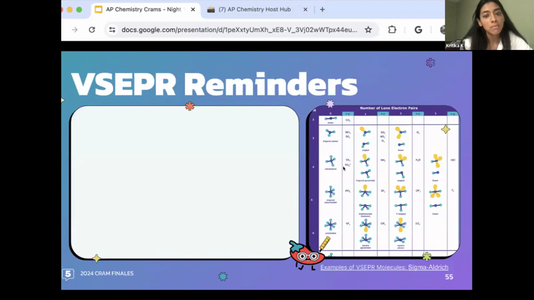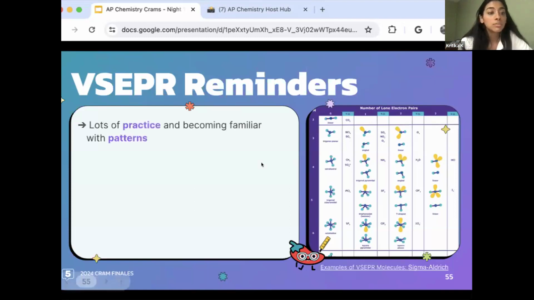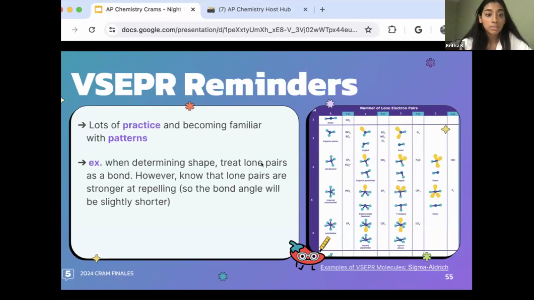When studying this, I wouldn't make flashcards. I would make flashcards, but we are getting close to the AP exam. So a good way to study this would be just looking at the chart, trying to cover some spots up, and then seeing if you're able to recognize the shape. So do a lot of practice and become familiar with some patterns that you are able to observe.